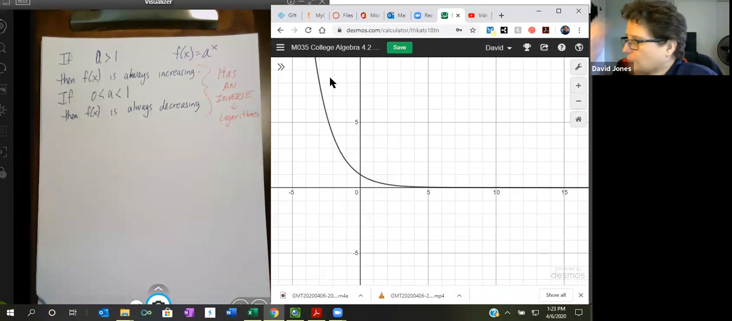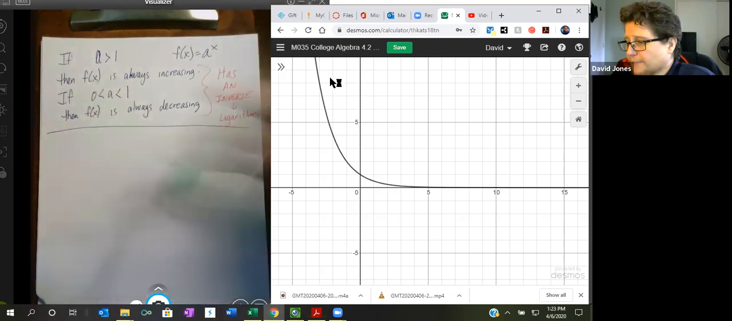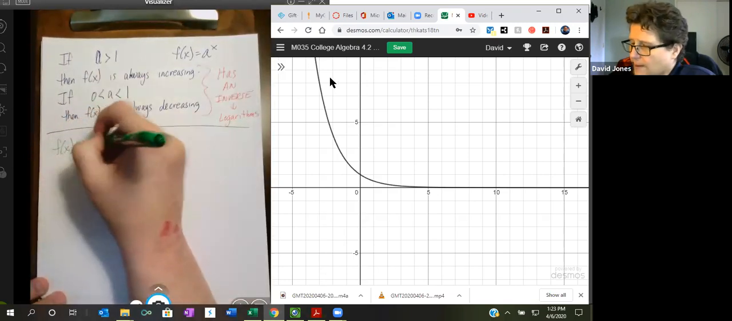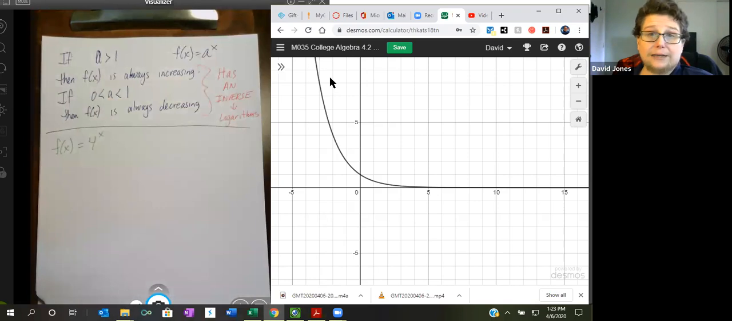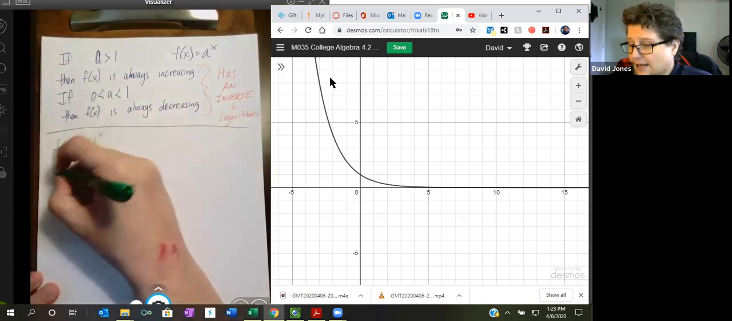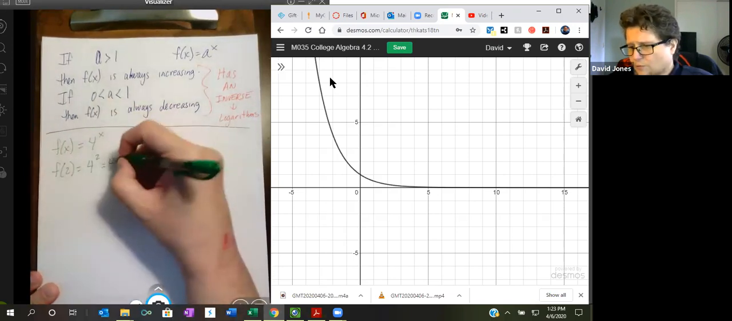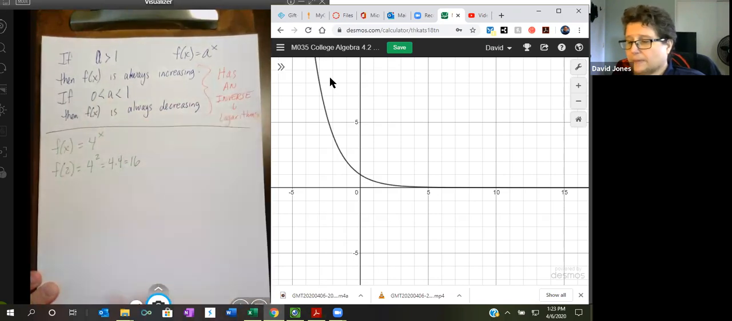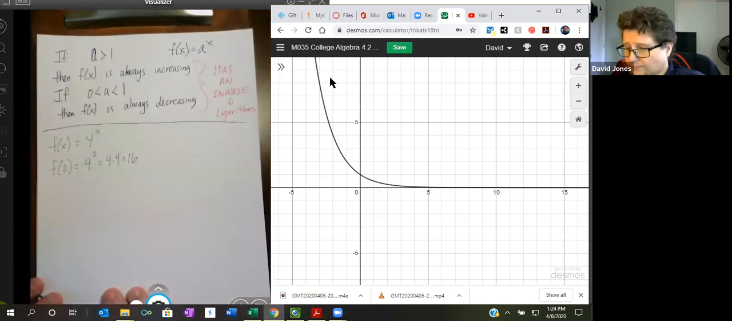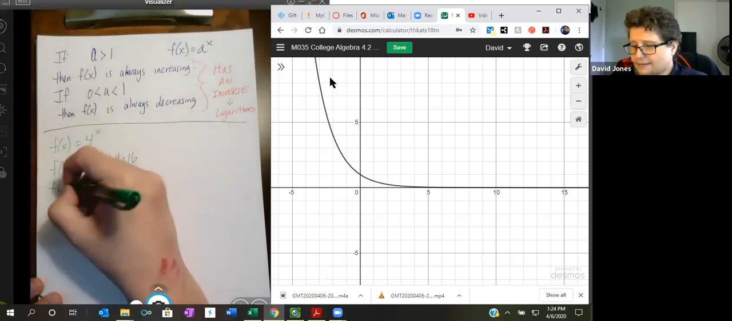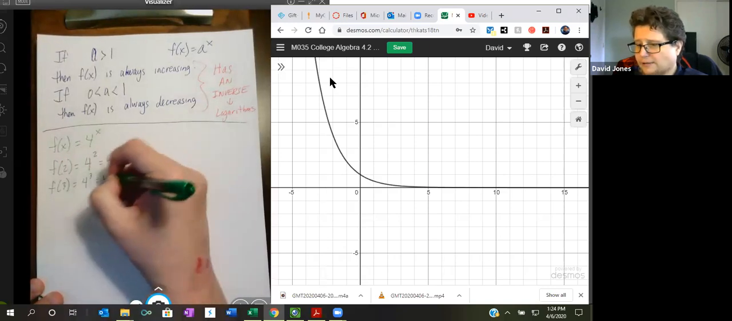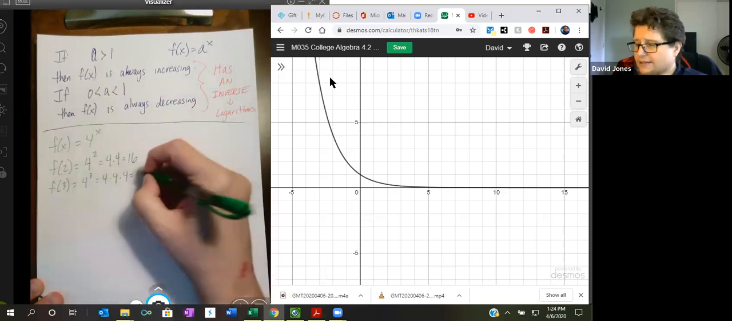And what can we do to work with these? We can play around with them a little bit. They're not always the most exciting thing. Let's look at f of x equals 4 to the x power. We can evaluate them. We can plug in values for x, like f of 2 equals 4 to the second power, which means 4 times 4 is 16. F of 3, same thing, 4 cubed, 64.